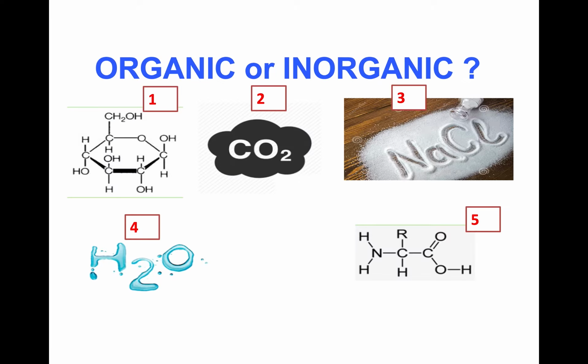So let's take a look at examples. Molecule number 1 is glucose. We can see that there's plenty of carbon and also hydrogen. So this would be an organic molecule. Carbon dioxide has carbon, but it has no hydrogen. So it is inorganic. Sodium chloride has neither carbon nor hydrogen.